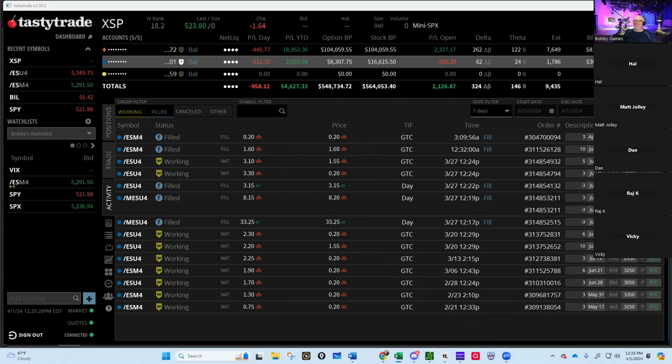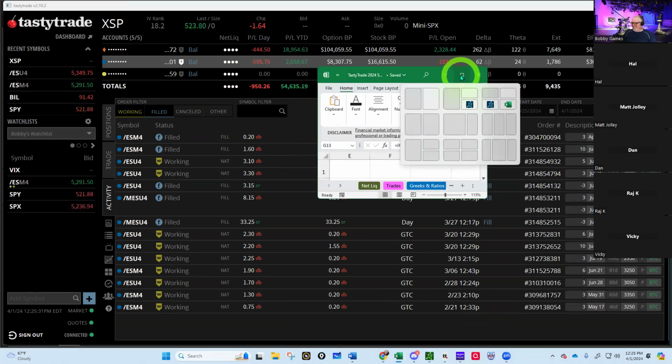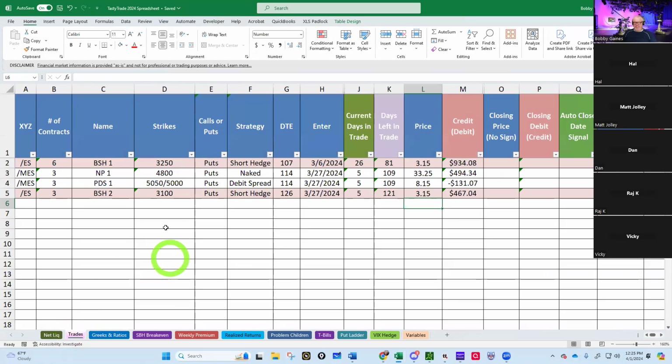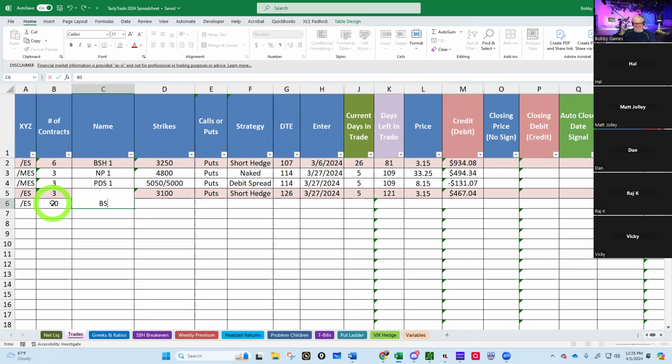And bring this down. Bought 10 3200s for $1.60. So let's find that. Oh, this is the one that we don't have them on there. So, 10 of the 3200s, that's got to go with those, right? For $1.60. So let's put those in there. We're starting to do our little trades here. So we bought 10, and this goes with BSH1, 3200s.